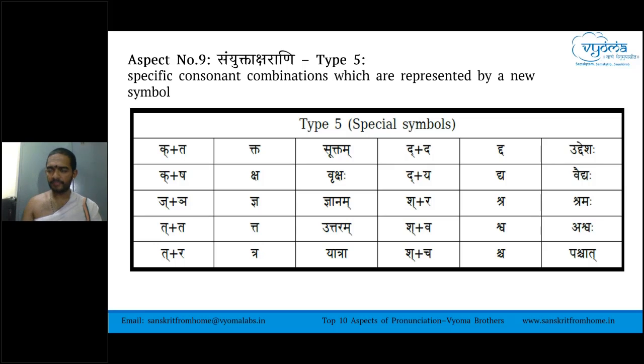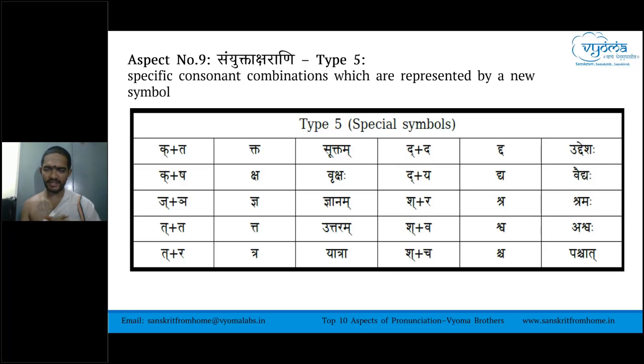Yatra, Tra is also the same thing. Ta with Ra, we put one V shape, one horizontal V is put like this. So Yatra and so on. It's a completely different symbol. Uddeshaha, Vaidyaha, Shramaha, Sha also, Ashvaha, and so on. So all these have kind of a new symbol. Some special symbols are there. So these are the five different ways of representing samyuktaksharas.